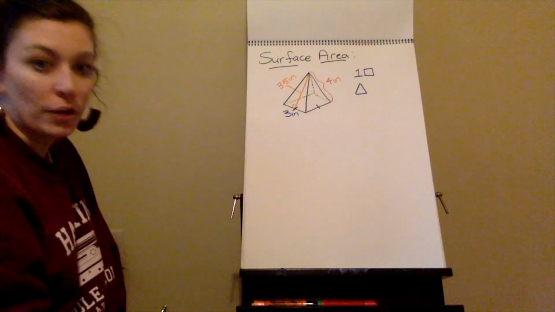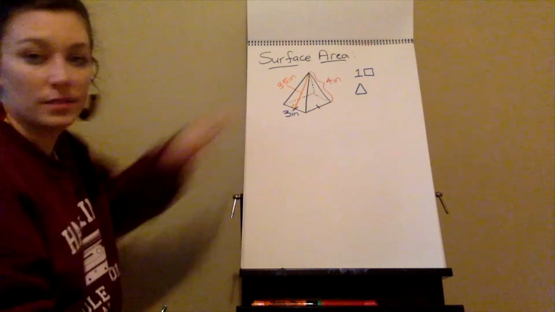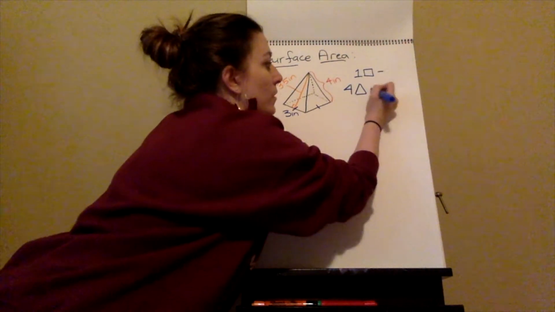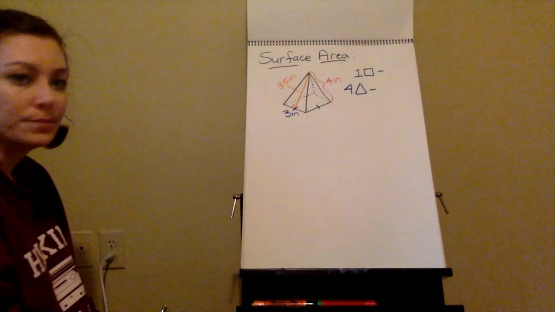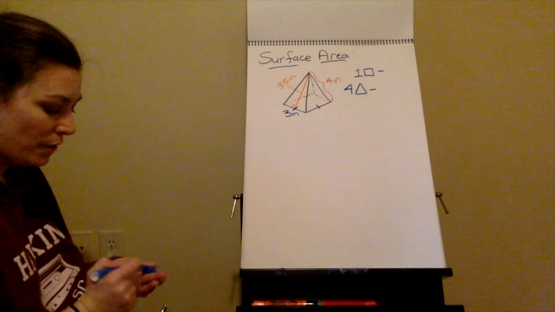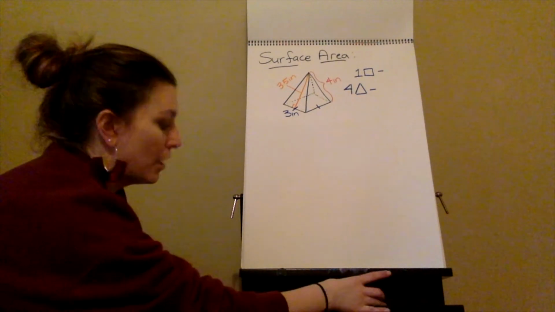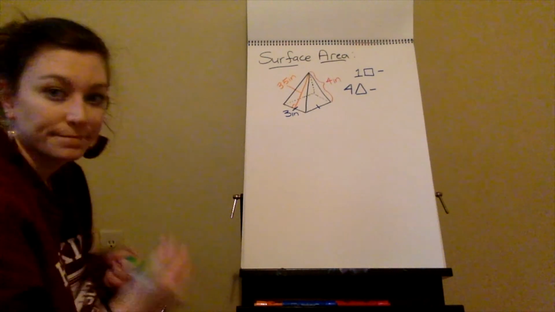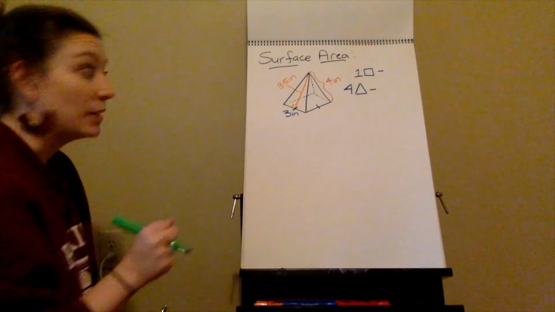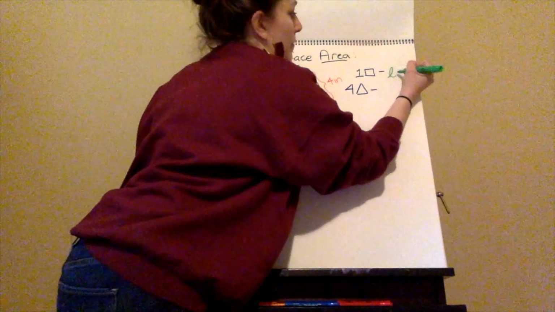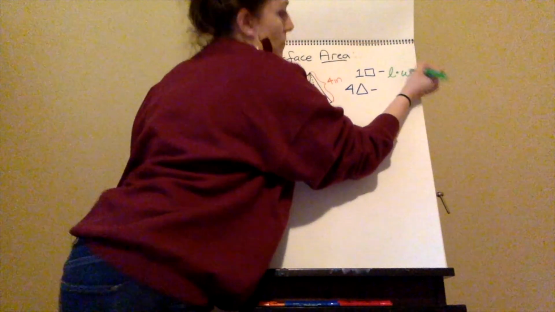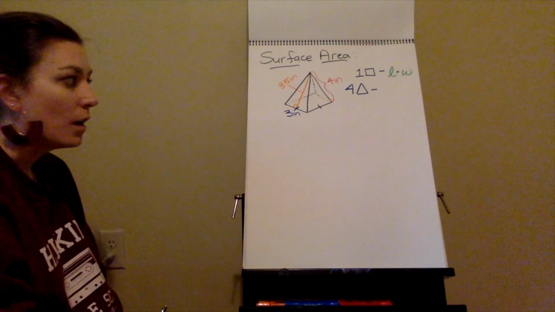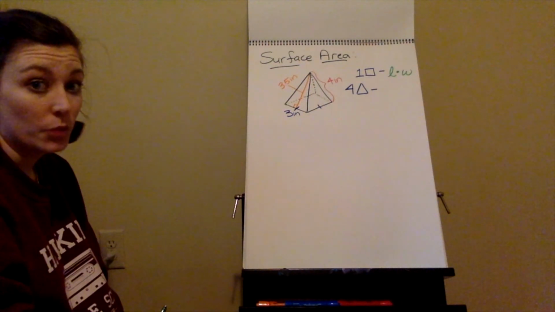So you got 1 for every single side of this, so that's going to be 4. So we've got 1 square and 4 triangles. Now, what is the area formula for the area of a square? So it's going to be length times width, right? What is the formula for the area of a triangle?